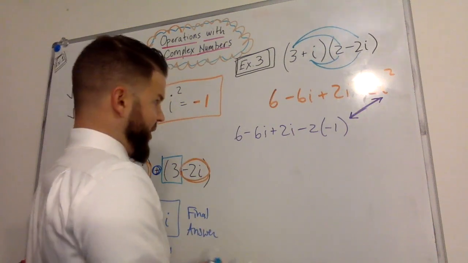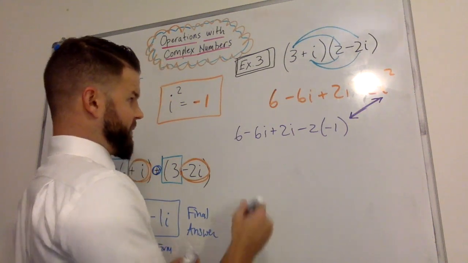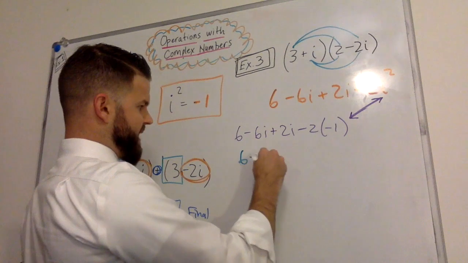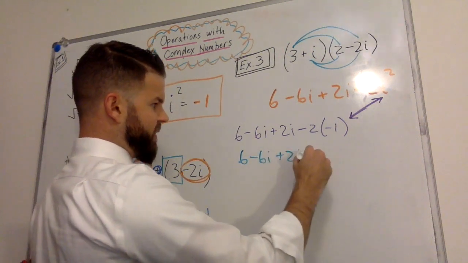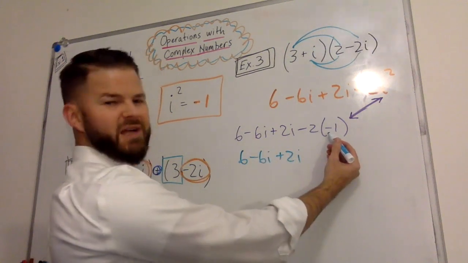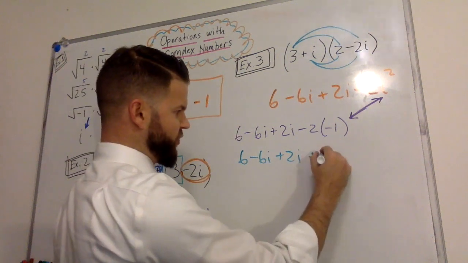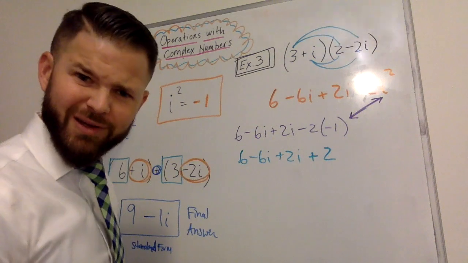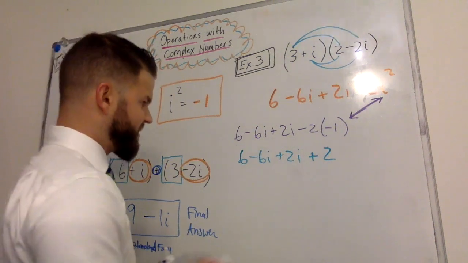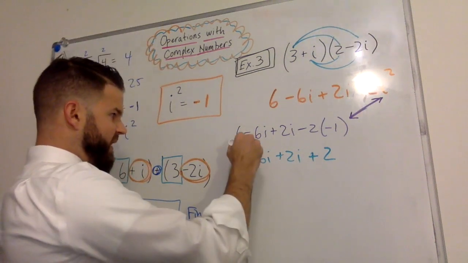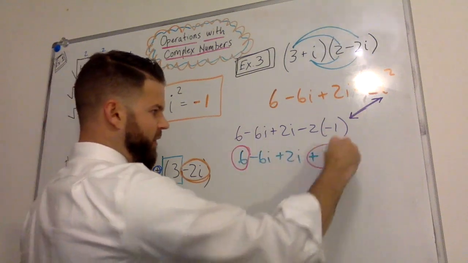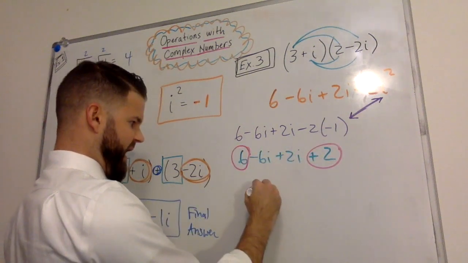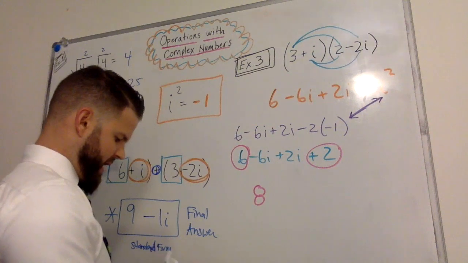So what do you got? A new color. Let's do a blue. So I got 6 minus 6i plus 2i. What's negative 2 times negative 1? That's a positive 2. All right, we're almost done. So now just like last time, where are my like terms? I got a regular number. That looks like an 8. You guys with me?